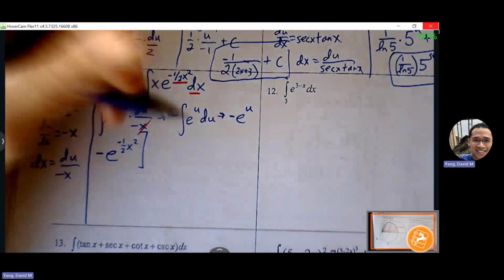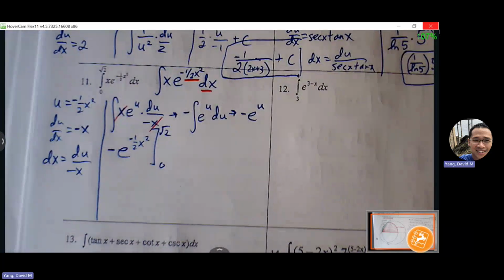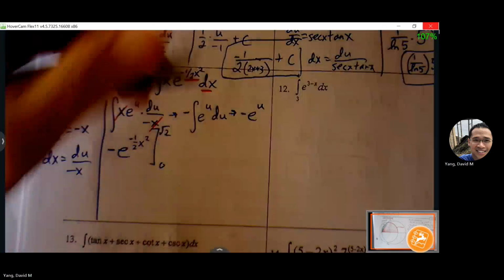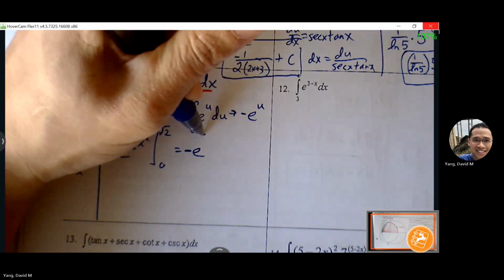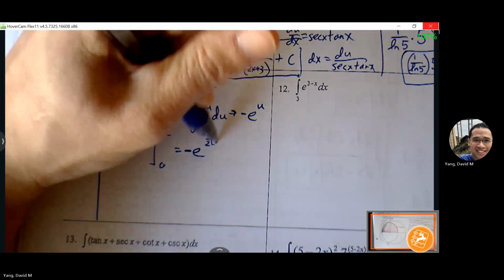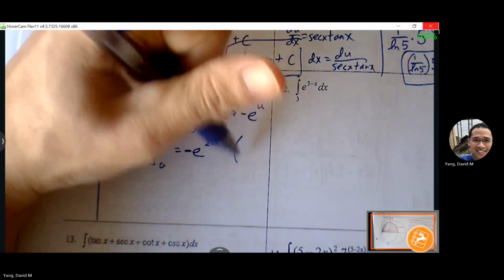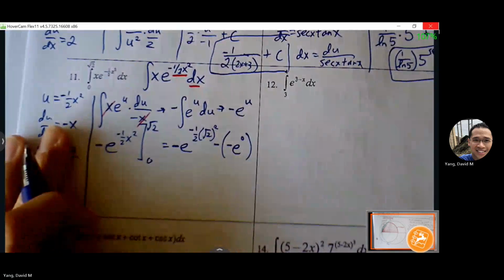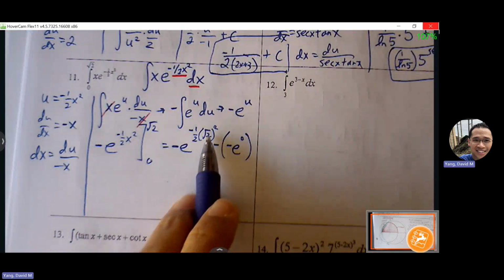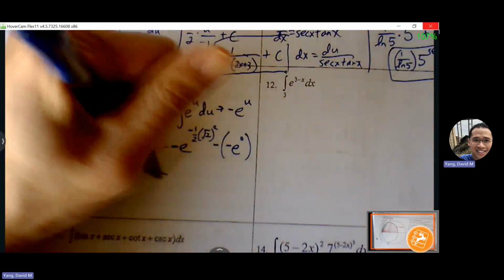Now I can do a half bracket. Now I can start looking at the bounds, right? Upper bound first, followed by lower bound. Okay, √2 squared is just 2. 2 divided by 2 is 1. I'm just left with this -1 here.